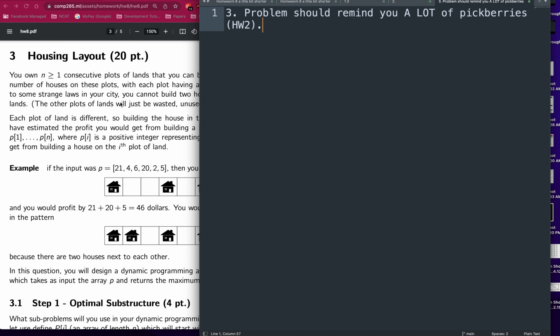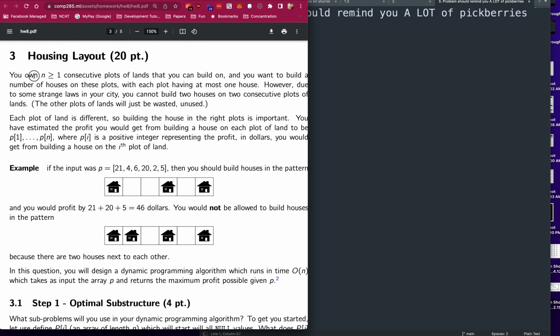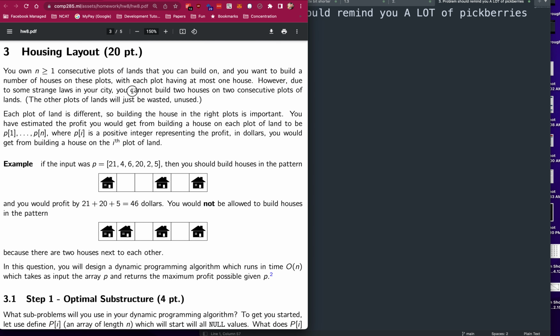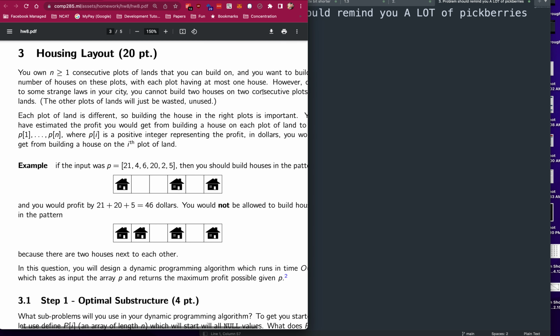Okay, so to get started, you say, okay, I have a housing layout with n greater than 1 consecutive plots of land. You can build up if you want to build up. Each plot has at most 1 house. However, due to some strange laws in your city, you cannot build 2 houses on 2 consecutive plots of land, right?